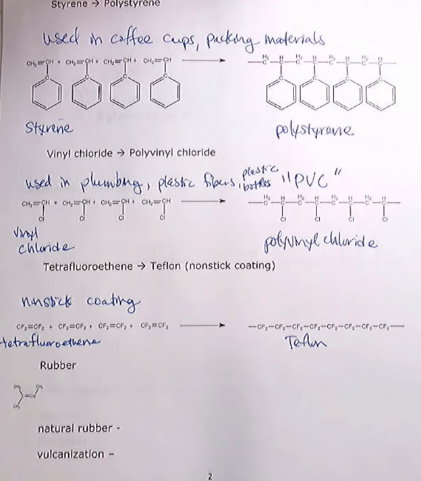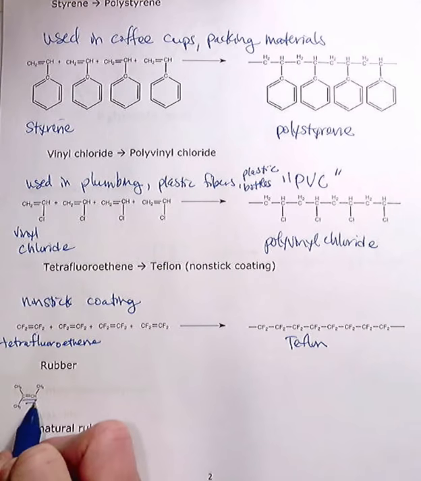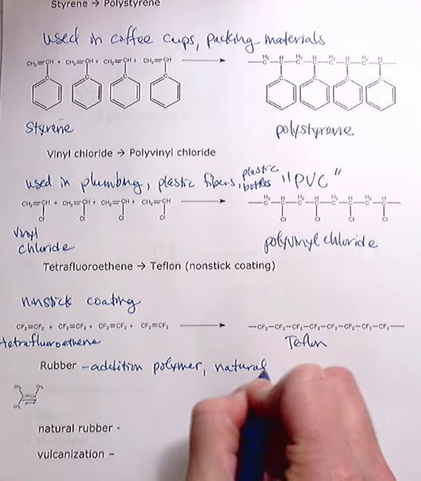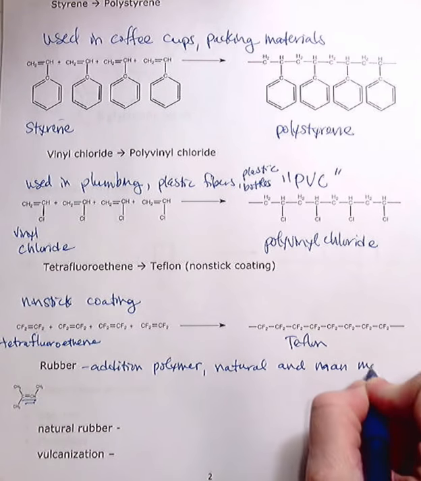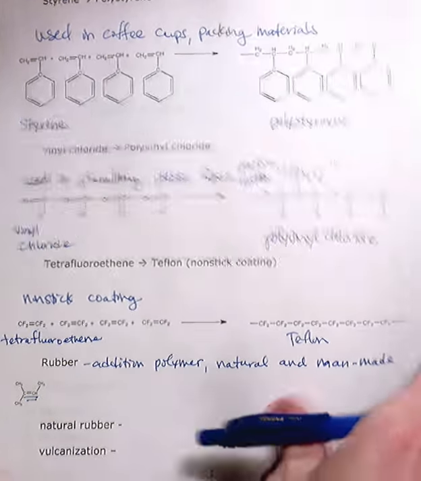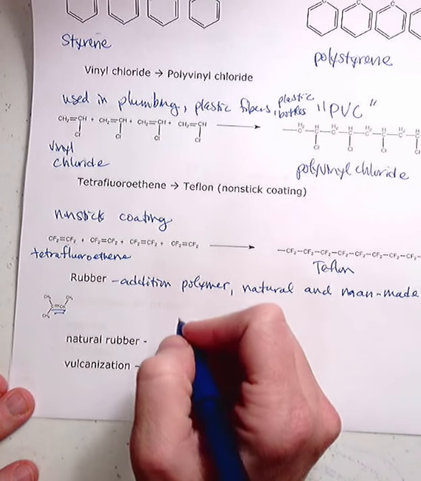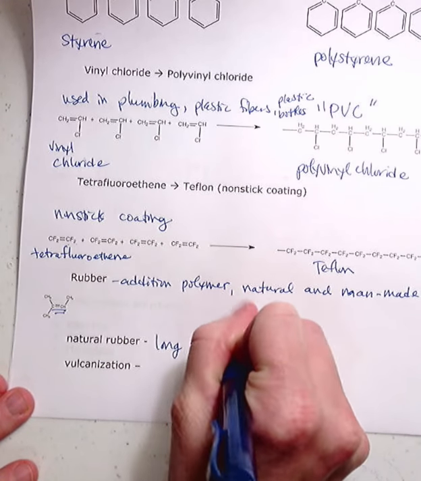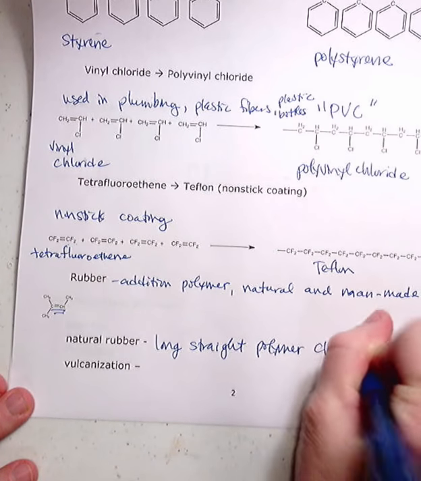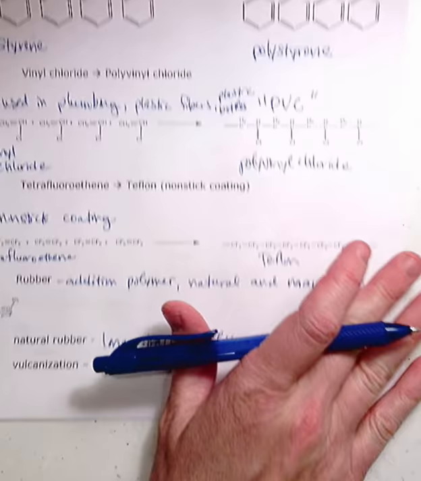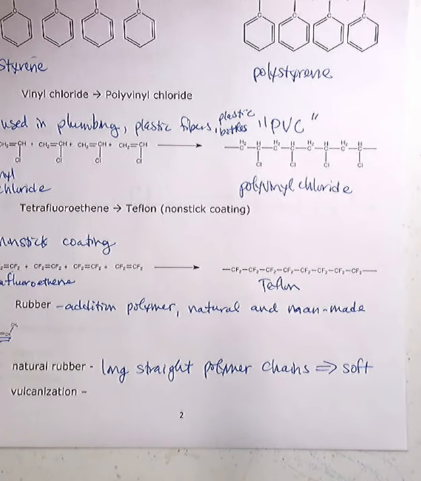Okay, now I put rubber in here. Rubber would be an addition polymer because it has the double bond. It's natural and man-made. The one thing about rubber is that natural rubber is very soft. So it has long, straight polymer chains, which makes it very soft. Which can be a problem because it breaks down over time. So this wouldn't be very good for our tires. You need a tougher tire.